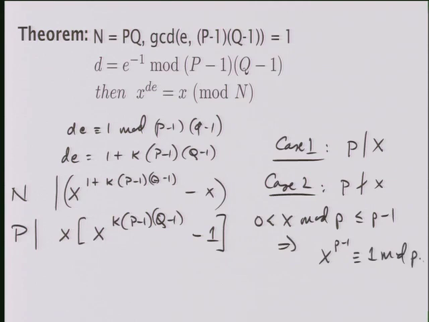So what's this? This is x to the p minus 1 whole raised to the power of k times q minus 1, which is 1 mod p. Right? So this was 1 mod p. And when you raise it to anything else, it stays 1 mod p. When you subtract off 1, you get 0 mod p, which means it's divisible by p. Right? That's it. So that's why RSA works.